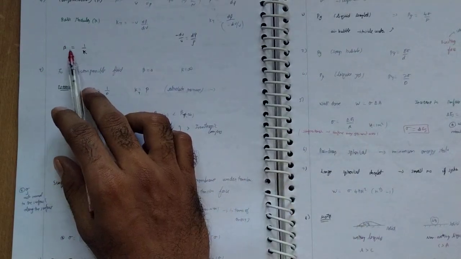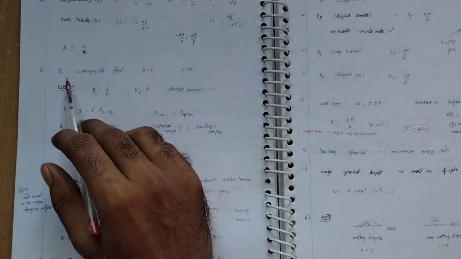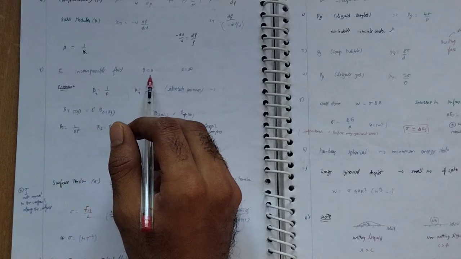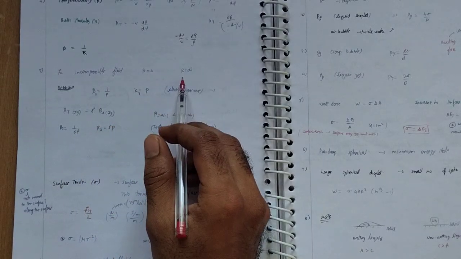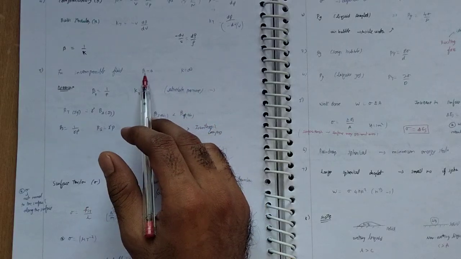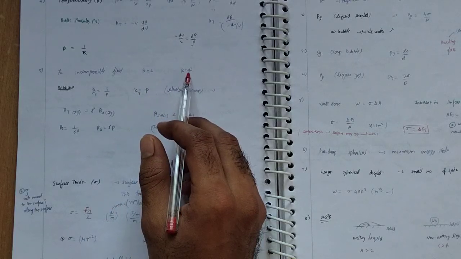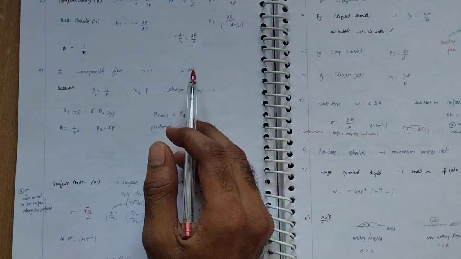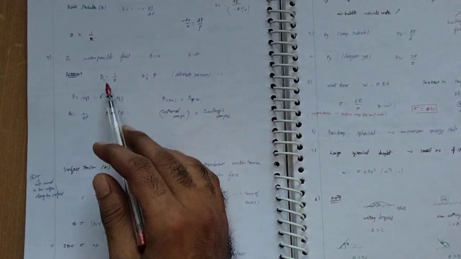Generally compressibility will be 1 by bulk modulus. For an incompressible fluid, the compressibility will be 0 and the bulk modulus will be infinite, because 1 by 0 tends to infinity. That's it. Pressure equals 1 by P, and this is the absolute pressure. Isothermal compressibility is generally greater than isentropic compressibility.